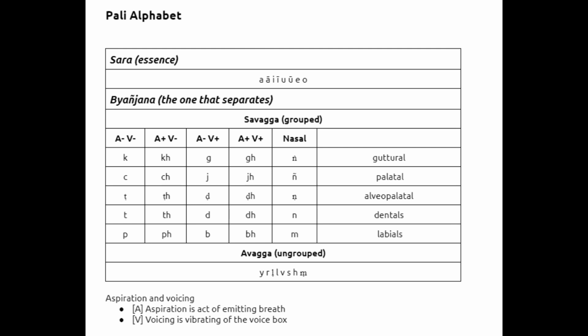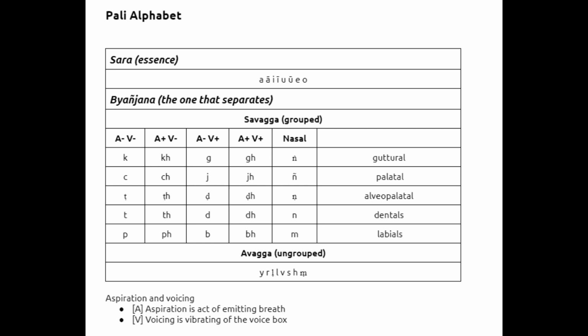So we would say vowels and consonants, but the words they use give a different meaning. Sara is the essence, so it's the essence of sound production, but it's also the essence of syllables. Pali goes very much by syllables, and we're going to get into that next week, I think. I think we're going to go very slowly and just do the alphabet today.